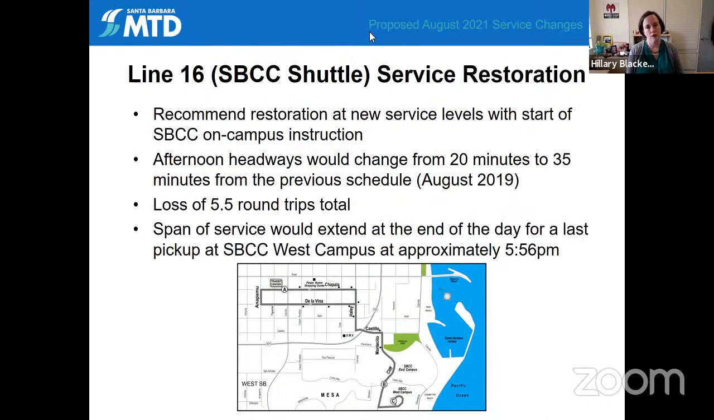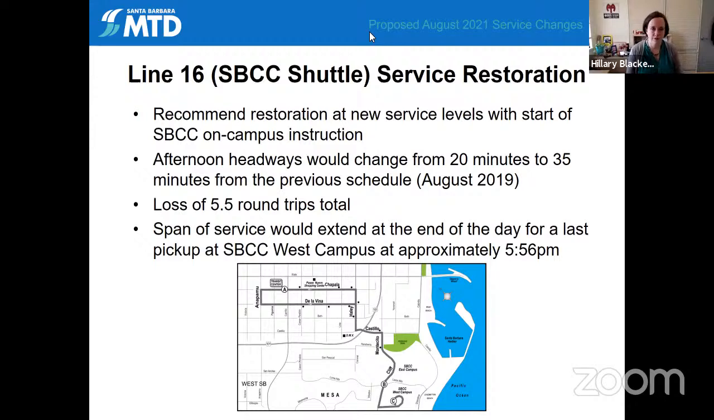Line 16 also serves the City College campus. This is the City College shuttle that goes between the transit center downtown, serves West downtown, and then heads under the freeway up to the campus. This is also the one that serves West Campus. We're recommending a full restoration of the Line 16.